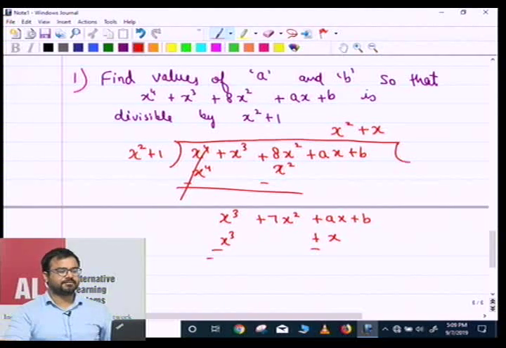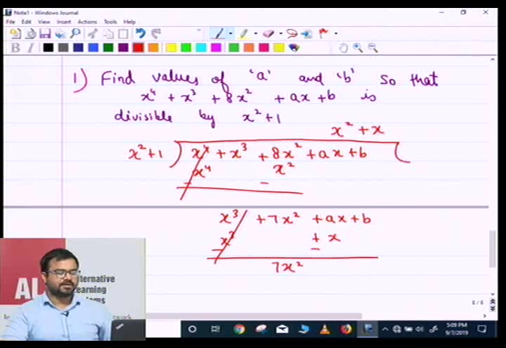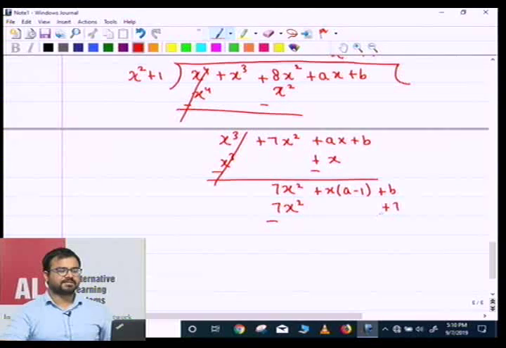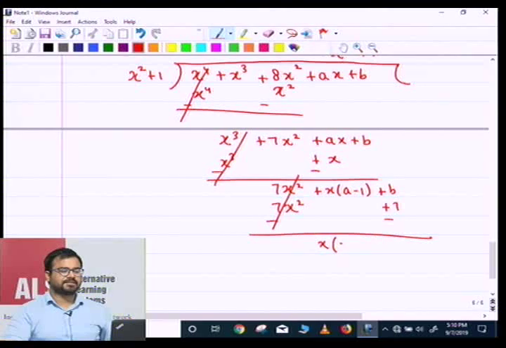Again subtracting, so we will be left with 7x square, and we can take x as common, so it will be a minus 1, plus b. Now multiply with 7, so we will get 7x square plus 7. Minus minus, this will be cancelled, so it will be x times a minus 1, plus b minus 7.